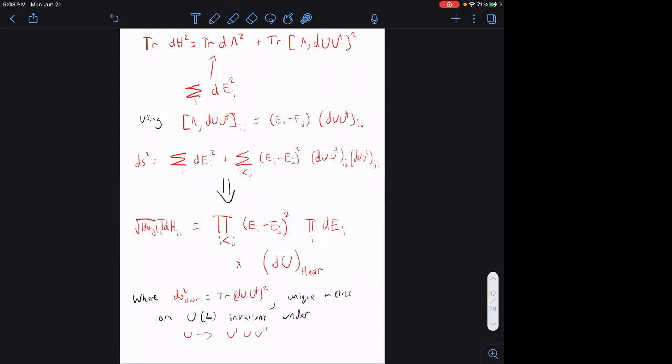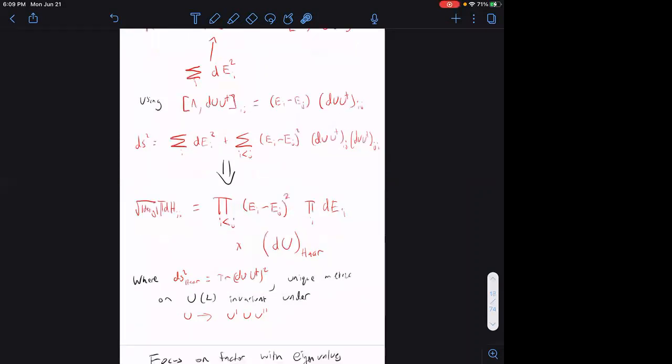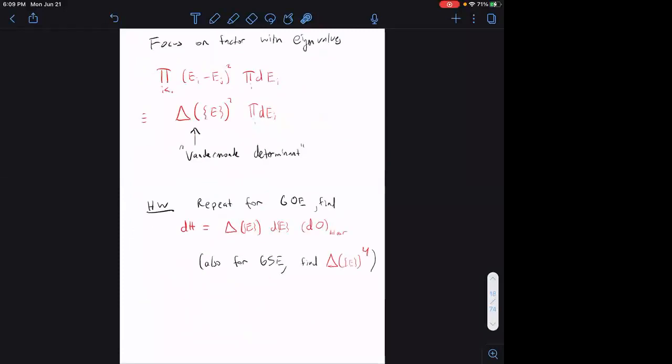You also have some measure for the unitaries, which I'm not going to go into detail on right now because we're not interested in the unitaries. It turns out to be what's called the Haar measure on the unitary group. It's the natural measure for unitary matrices. This Jacobian is going to be very important for us.